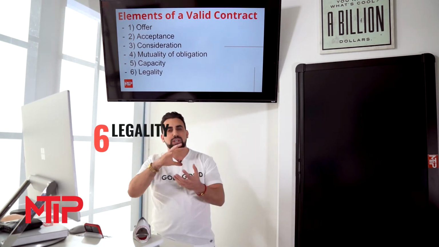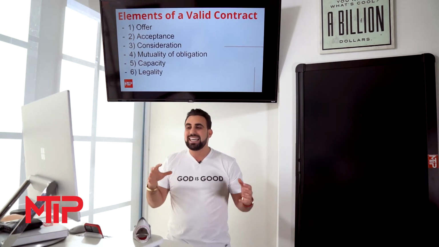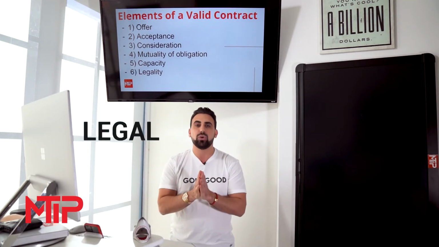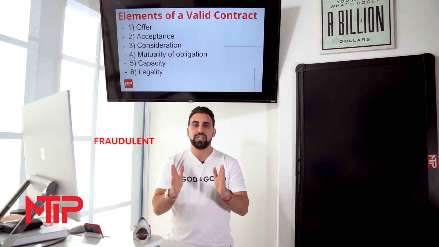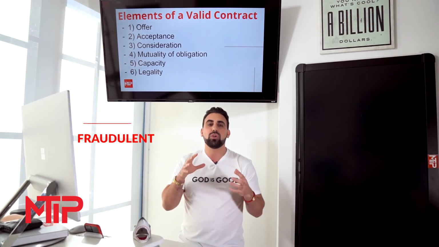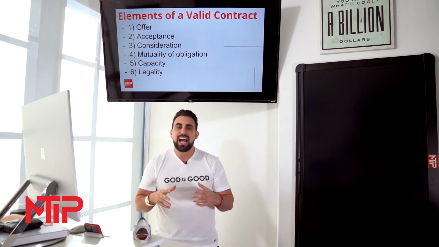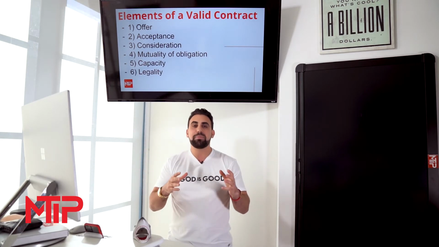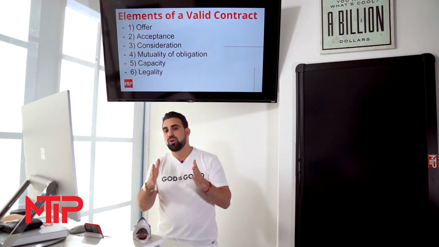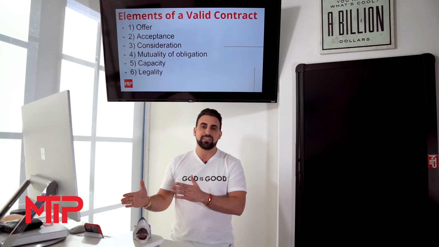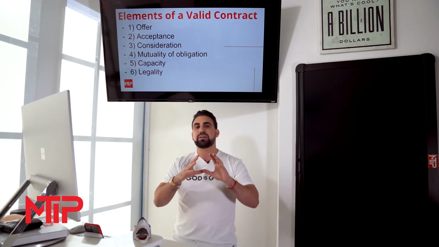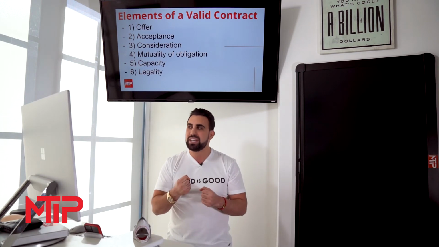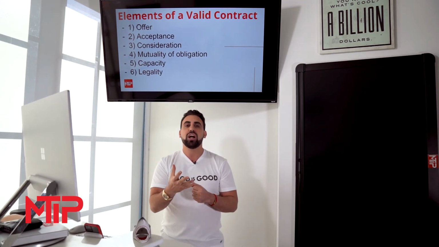Legality, which kind of goes in with capacity, is the 6th item. Legality means it has to be legal. You cannot write something that's fraudulent. That is not a legal and binding contract. I can't make up something that goes against the rules and the laws of the land. So legality is important. And these are the 6 components that comprise the elements of what a valid contract would constitute.